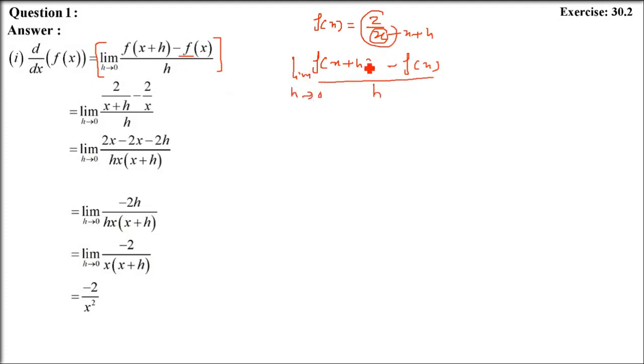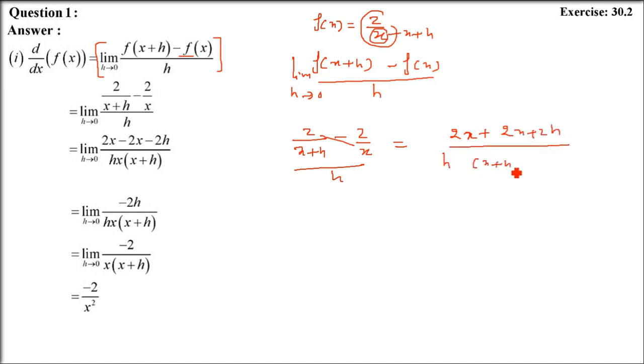Limit h tends to 0. So what do we do? 2 by x plus h, I am replacing x by x plus h, minus 2 by x. The same function you have to put here, divided by h. So what do you get? 2 into x, and here minus, it will be negative, so I'll change it: minus 2x minus 2h, and then we have h here. In the denominator you have x and x plus h.